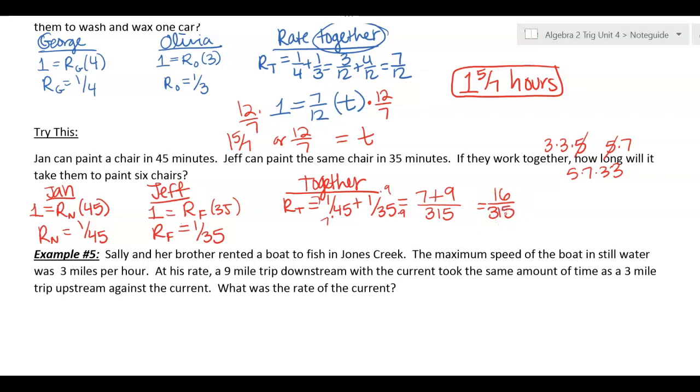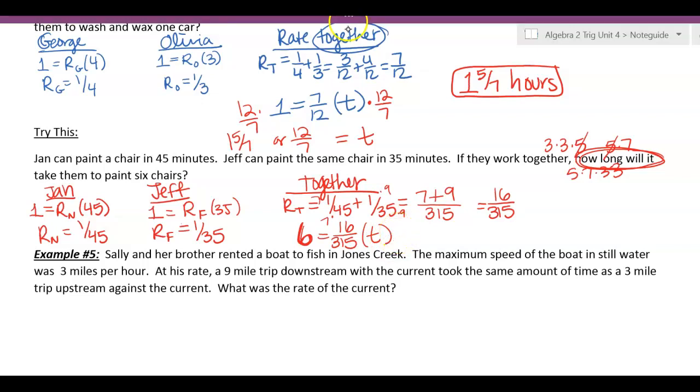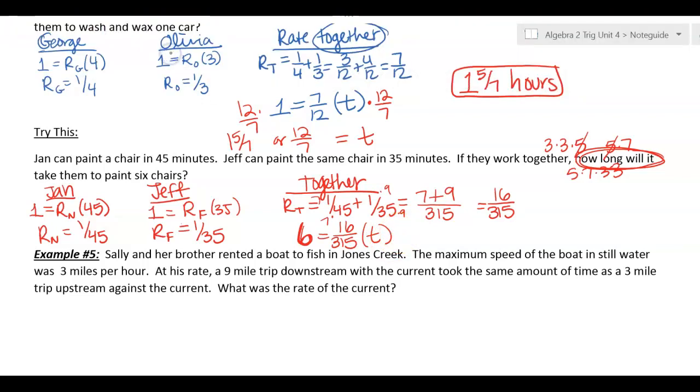So then it says, how long will it take them to paint 6 chairs? So they didn't ask for their rate, so I'm not done. So I'm going to take their rate and try and solve for a time, since it said how long will it take them. And it said 6 chairs. So the number of jobs or the distance is like 6. The rate is 16 over 315. And I'm looking for the time. So I'm going to go ahead and multiply by the reciprocal to solve this equation.